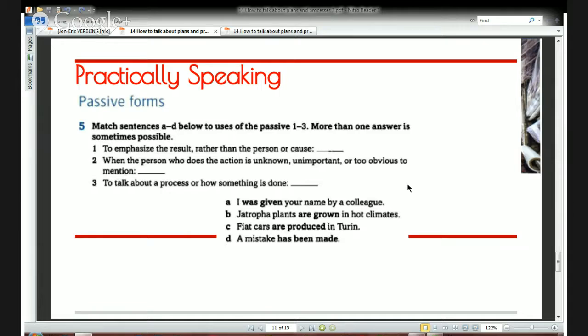So I agree. But D, I'm not sure if I agree with you about D, because D is much more about emphasizing the result. But look at B again. Jatropha plants are grown in hot climates. Who's growing the Jatropha plants, Ruben? We don't know who it is. Yeah, it's true. Right, so it's B and C. When the person who does the action is unknown, we're not mentioning the farmers who do it. We're just mentioning that these plants are grown. And in Fiat cars, we're not mentioning which factory is doing it. We're mentioning only that the cars are produced.